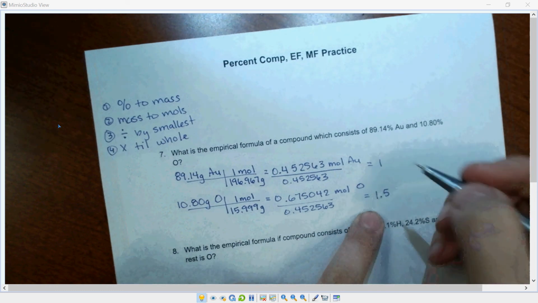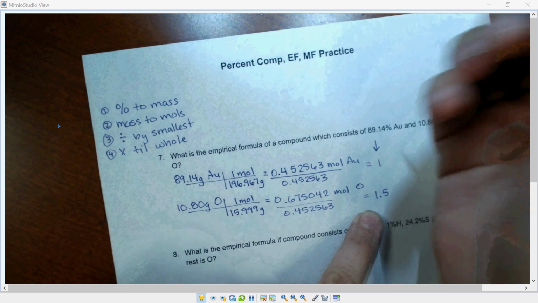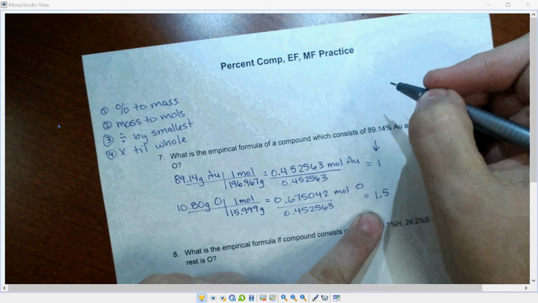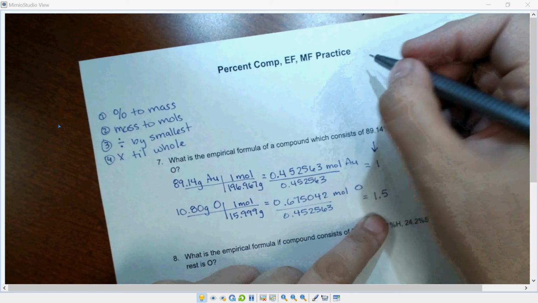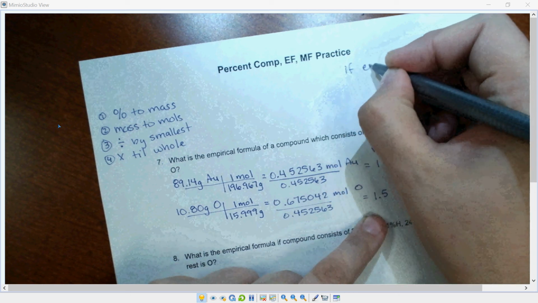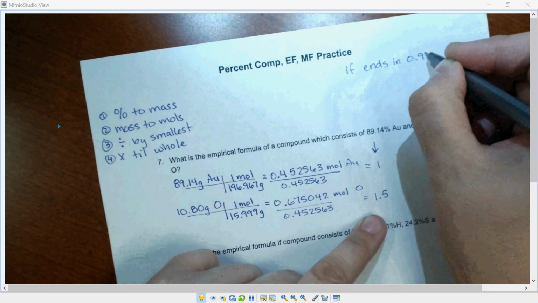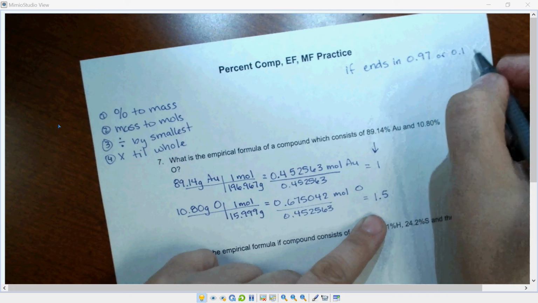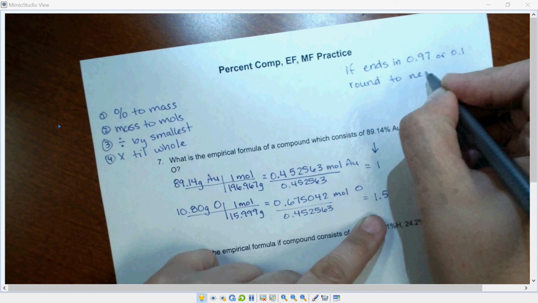At this point, sometimes these numbers are already whole numbers, and if they are already whole numbers, then you're done. You have to take a little bit of rounding liberties to determine whether you have whole numbers. If the decimal ends in something like 0.97 or 0.1 or close to that, go ahead and round to the nearest whole number.